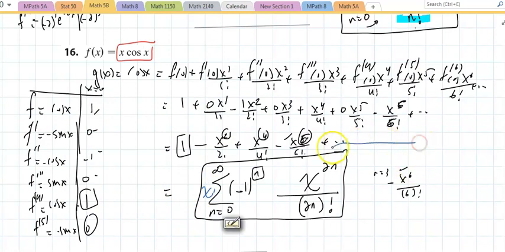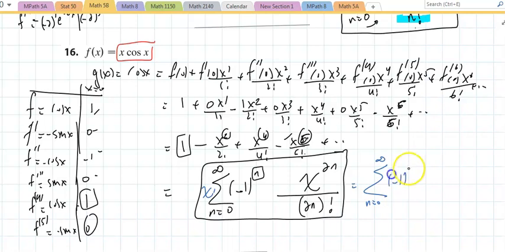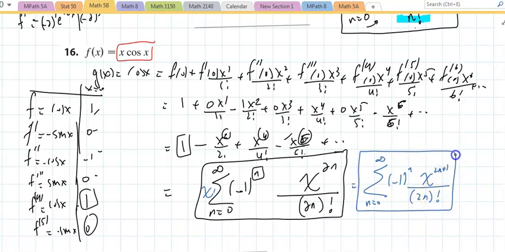And what would that be? I'm just going to rewrite it right there. That would be the series n equals 0 to infinity, negative 1 to the n, times x to the 2n plus 1 over 2n factorial. That's the actual answer.